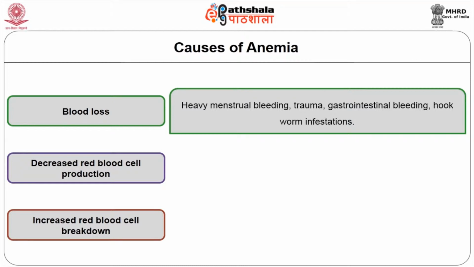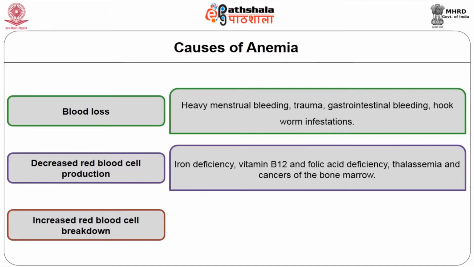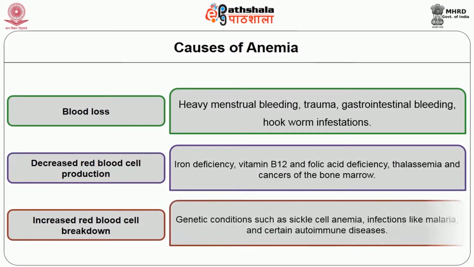Some of the causes of decreased production are iron deficiency, and vitamin B12 and folic acid deficiency, which are responsible for decreased production of RBCs. Also genetic diseases like thalassemia and cancers of the bone marrow are responsible for decreased production of RBCs. Some of the causes of increased breakdown are genetic diseases like sickle cell anemia, infections like malaria, and certain autoimmune diseases.